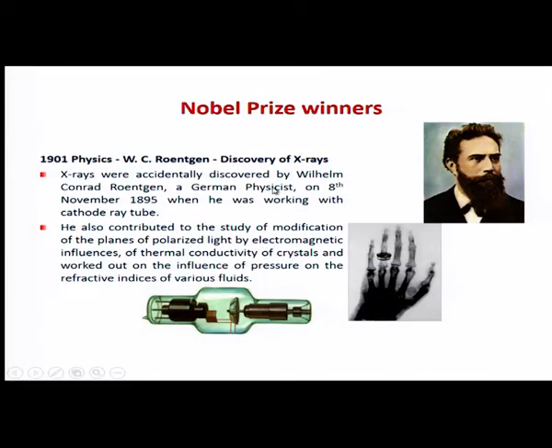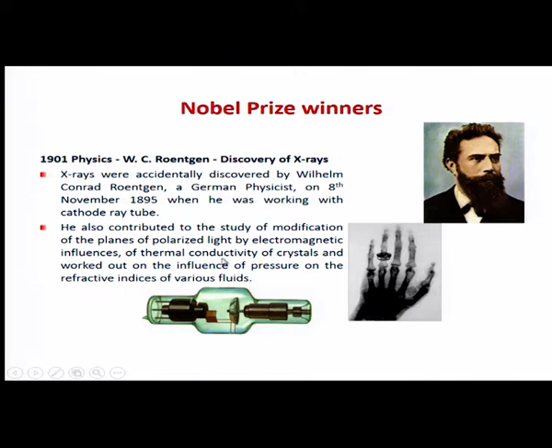What are X-rays? These rays were accidentally discovered by Konrad Röntgen, a German physicist, on 8th November 1895 when he was working with a cathode ray tube. As you know, when highly energetic electrons impinge on a metal target, their energy suddenly stops and some radiations come out. These are called X-rays.